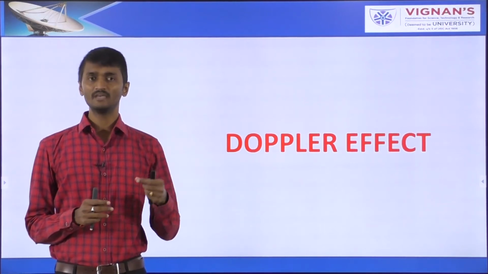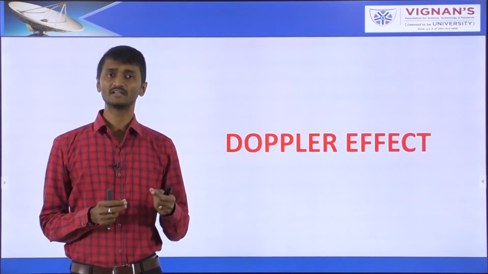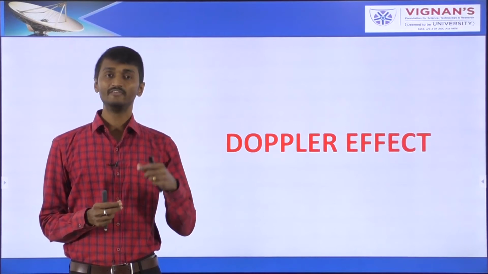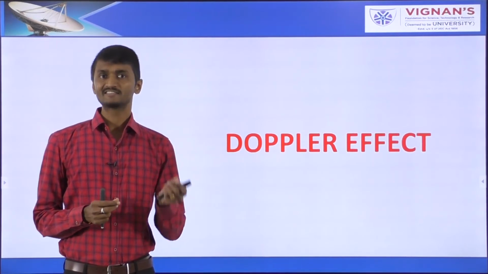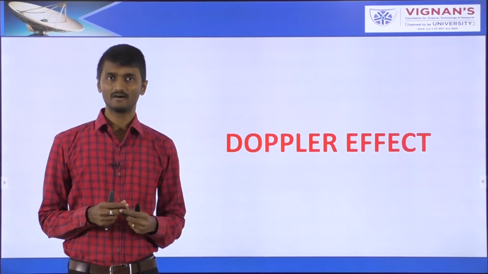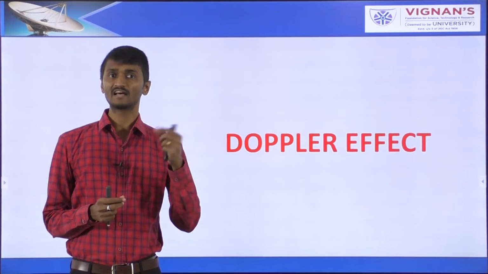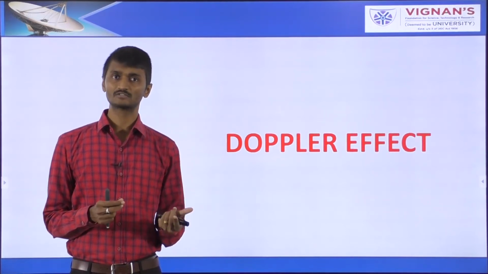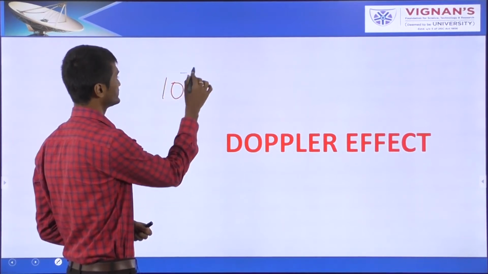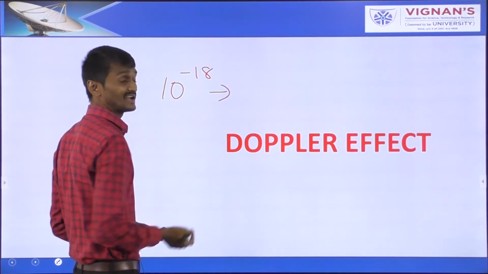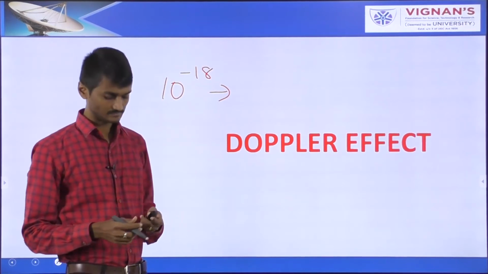The radar transmitter may be operated continuously rather than pulsed if the strong transmitted signal can be separated from the weak echo signal. The received echo signal power is considerably smaller than the transmitter power. It might be as little as 10 power minus 18 of the transmitter power, sometimes even less. So what is the echo signal power? It will be 10 power minus 18th of the transmitter signal.